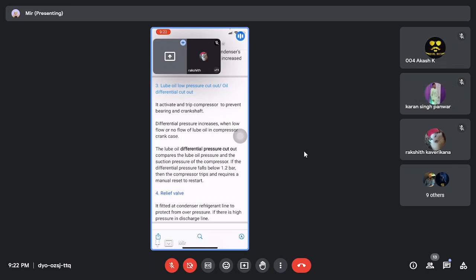Okay. So it's not only about these 3 to 4 safeties. There are some more safeties. Here I am talking about the relief valve only. The relief valve is fitted on the condenser. But in the compressor there is also a bursting disc, and one more thing is also there. I'm not recalling it right now. What is it? Fusible plug. This fusible plug is also used in the compressor.